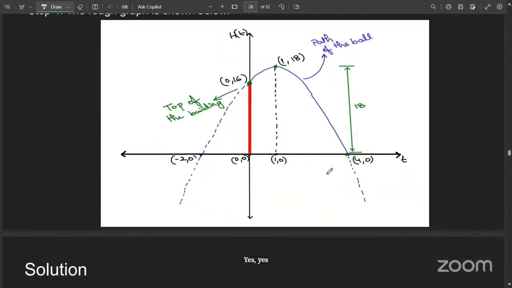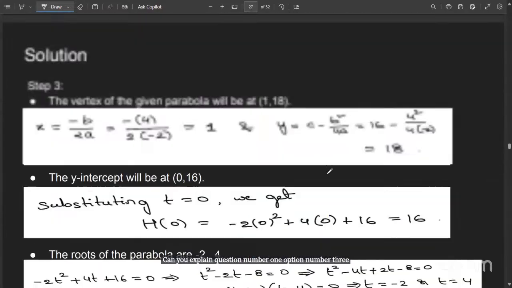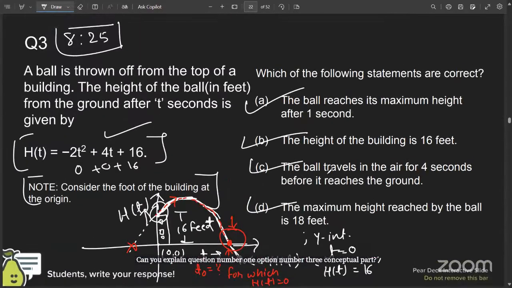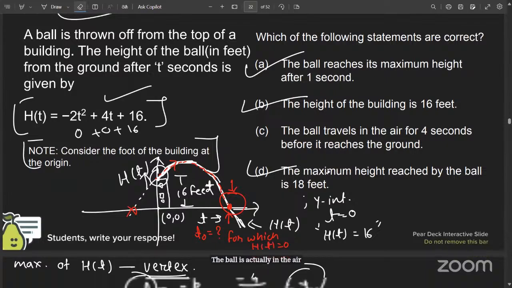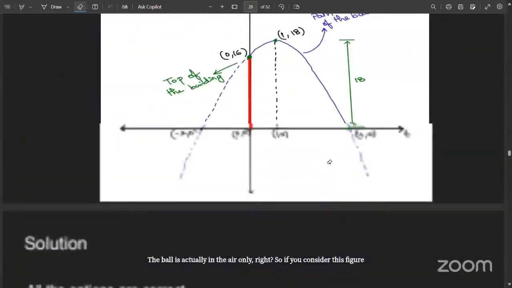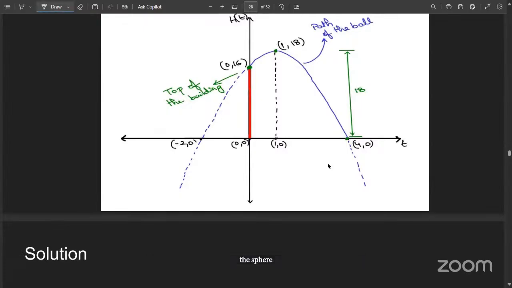Ma'am, can you explain the conceptual part of option number 3? Okay, so option number C actually says you have to find that particular value of t for which your ball hits the ground. Before this time, the ball is in the air only, right? If you consider this figure, before t is equal to 4, your ball is traveling in the air.